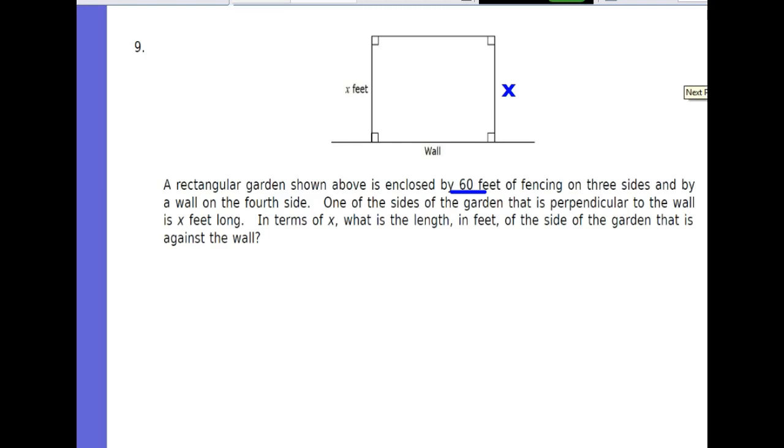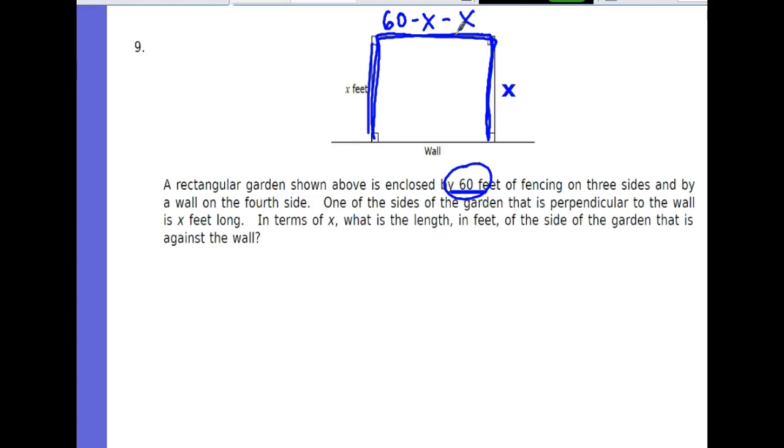This rectangular garden is enclosed by 60 feet of fencing on 3 sides and a wall on the 4th side. They like these kind of problems, by the way. One side of the garden perpendicular to the wall is x feet long. If it's x feet long on this side, how much is it on that side? Because it's a rectangle, right? And this amount of fence is 60 feet. So this top part would have to be the 60 feet minus this side minus this side.